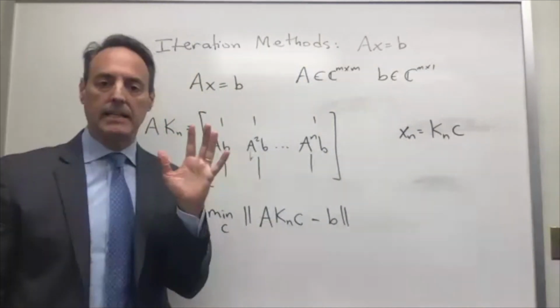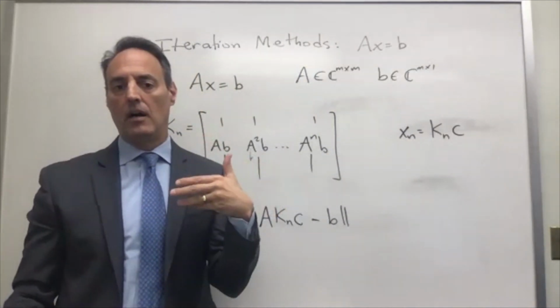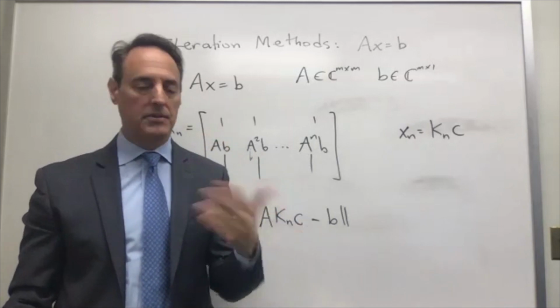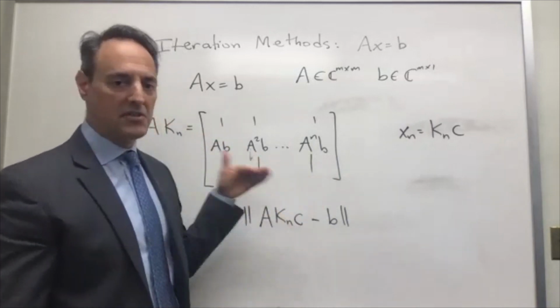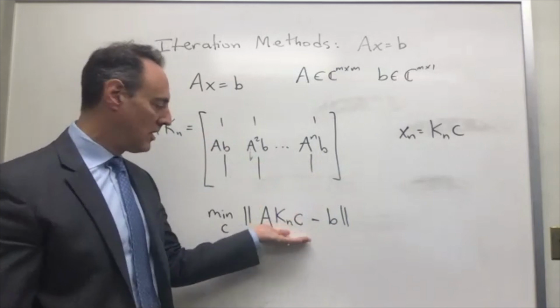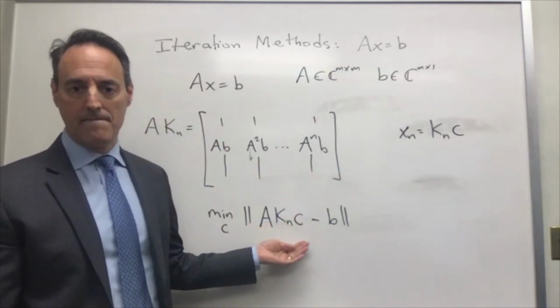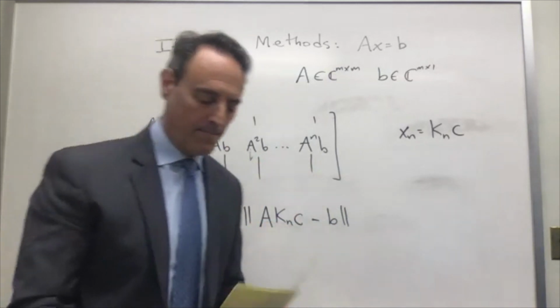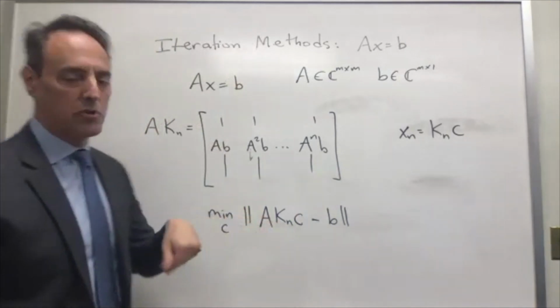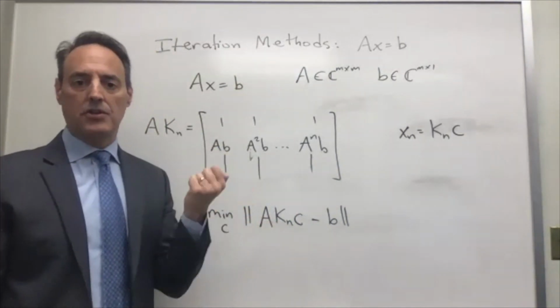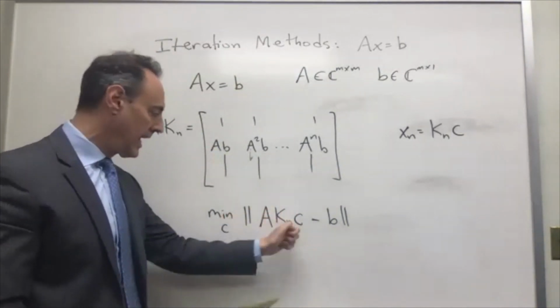Okay, that's the high level idea of generalized method of residuals. That's it. You just at each step minimize the residual. That's the residual. Okay. Now we could work directly in this Krylov matrix K of n.